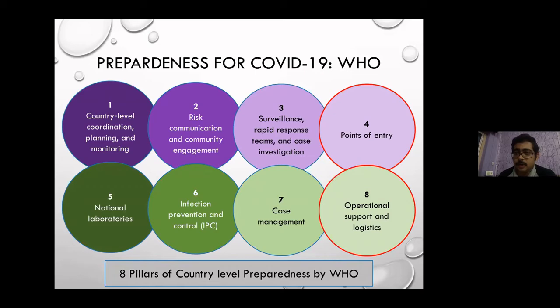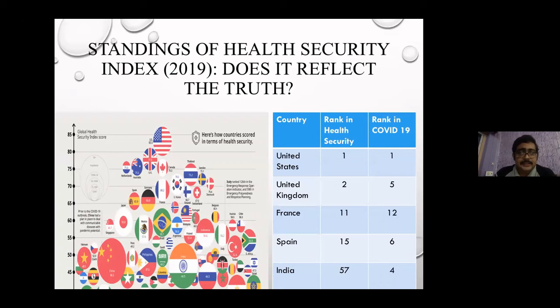Now there is a fallacy, the standing of health security index 2019. If you see, US stands one in terms of health security. So if you stand first in health security, it is well assumed that you will stand last in COVID-19, but unfortunately, US also ranks number one in COVID-19. United Kingdom ranks second in terms of health security, whereas it is fifth in terms of COVID-19, while India, which is ranked 57th, has managed fourth position, which is not at all good.